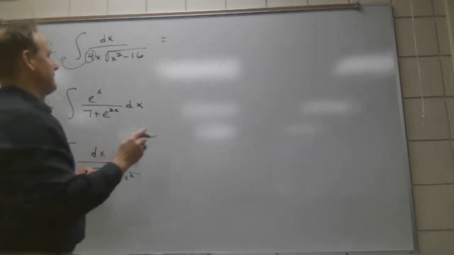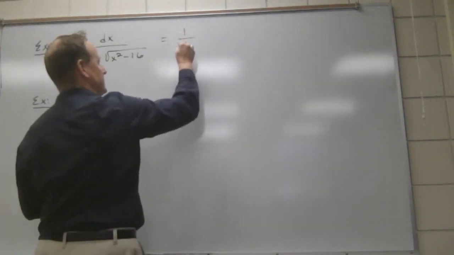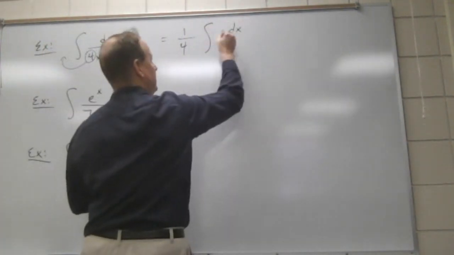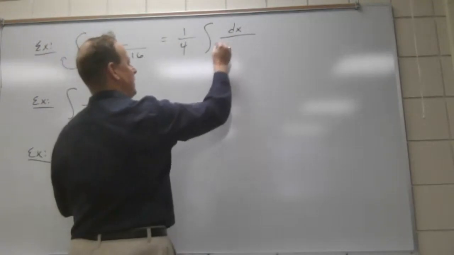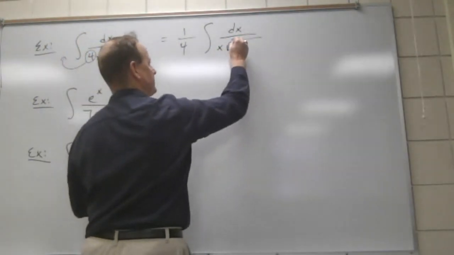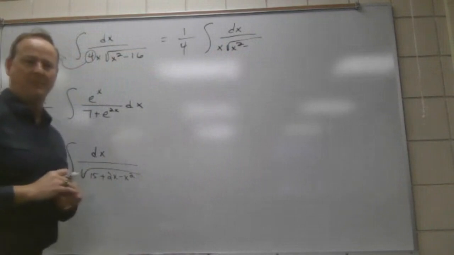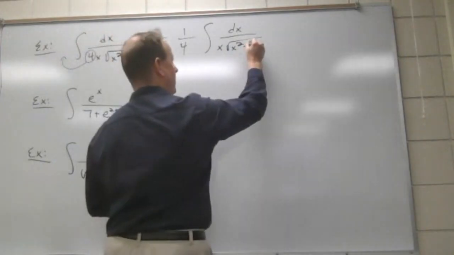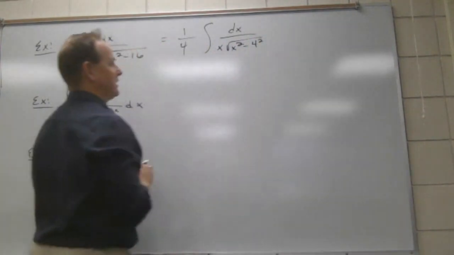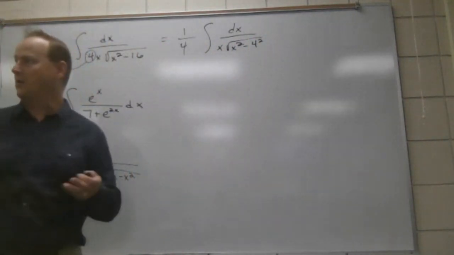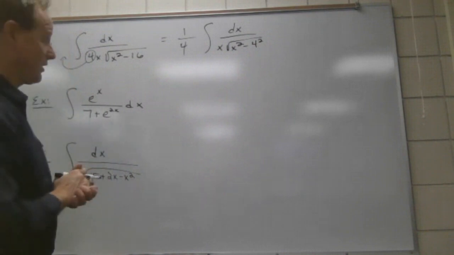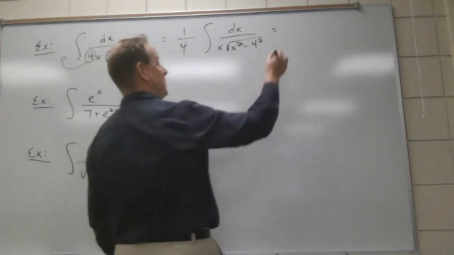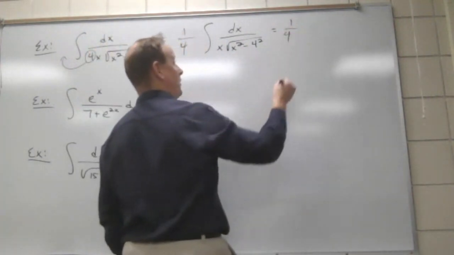Of course, that is a fraction in the denominator, so it'd be 1/4 the antiderivative of dx over x times the square root of x squared minus, it'd be nice if we had minus a squared. So what is a here? A would be 4. So x squared minus 4 squared. Of course, a needs to be greater than 0 for the arcsecant antiderivative here.